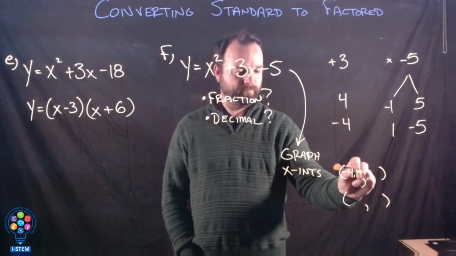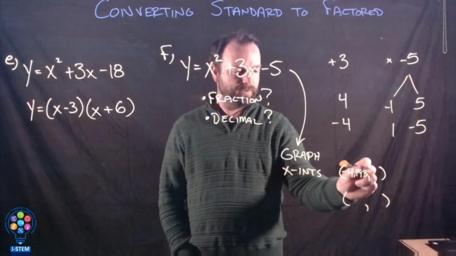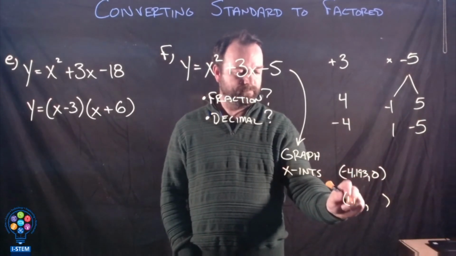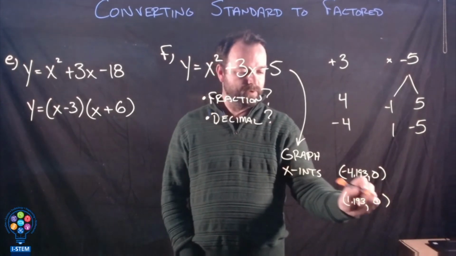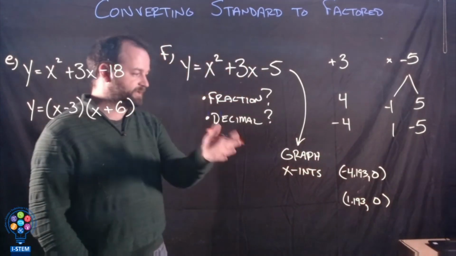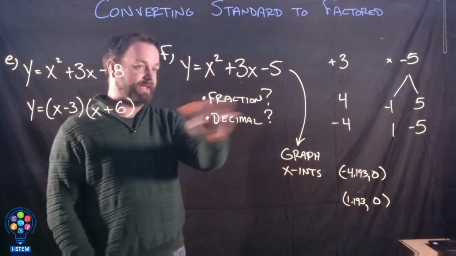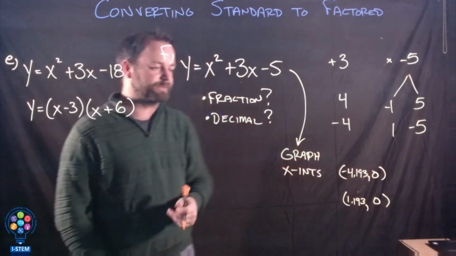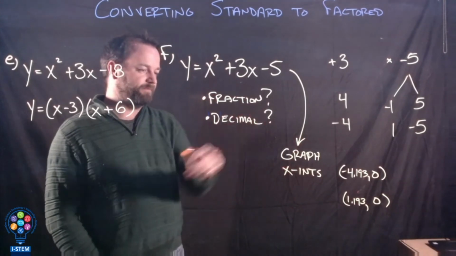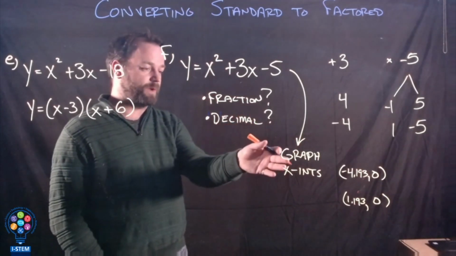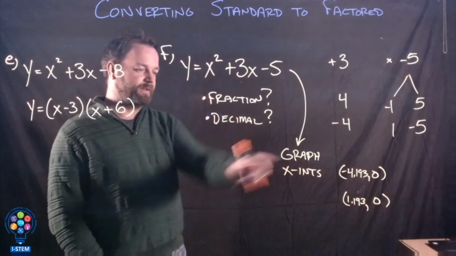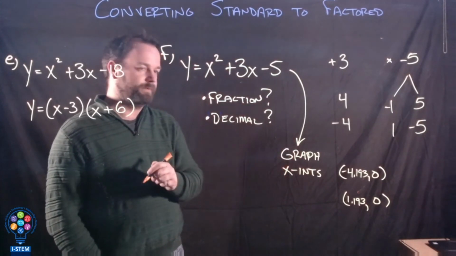The x-intercepts are negative 4.193 and 1.193. Okay, so just in all seriousness, if we were trying to do this by guessing and checking almost, how long would it take us to find these decimals? Quite a while. If we didn't have the graph, it would take us a while. And so we're never going to try and factor something that has decimals that awkward.